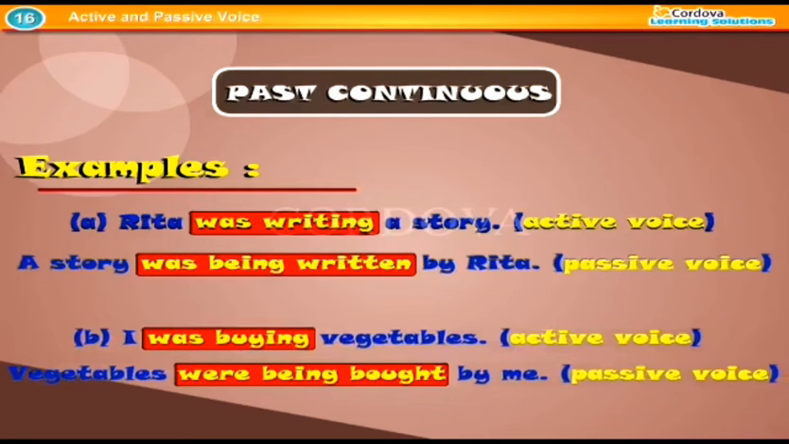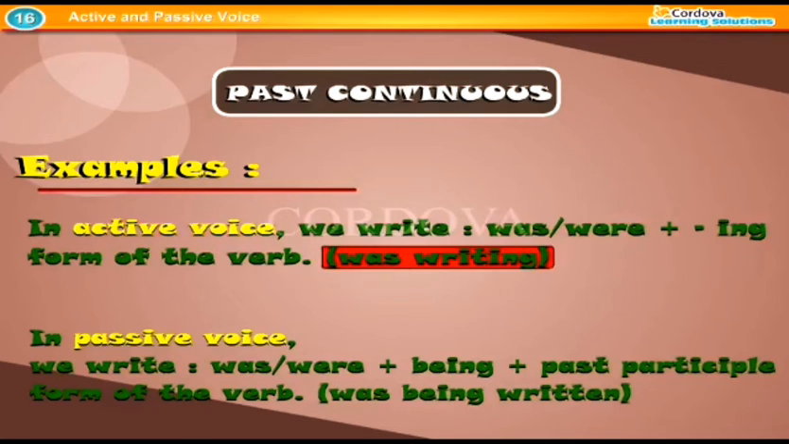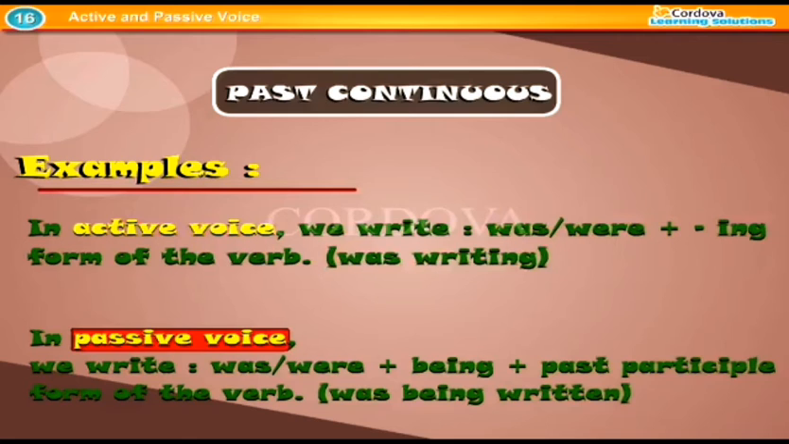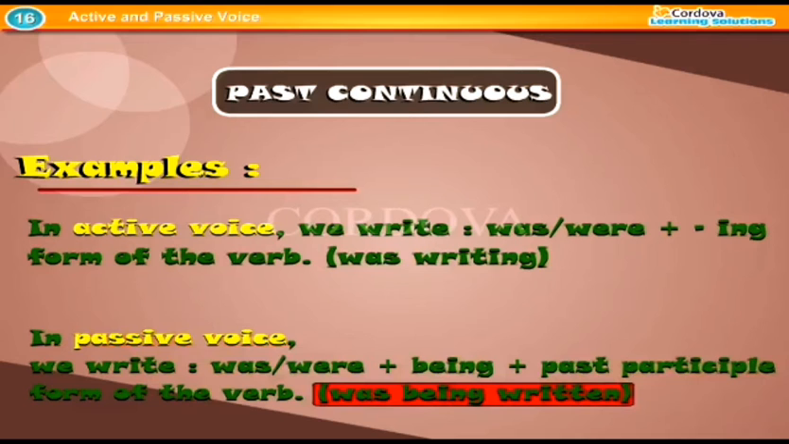Passive voice. In active voice, we write was, were plus the ing form of the verb: was writing. In passive voice, we write was, were plus being plus the past participle form of the verb: was being written.